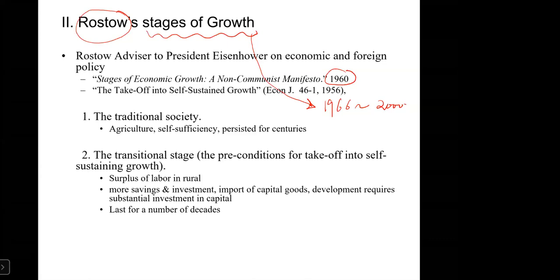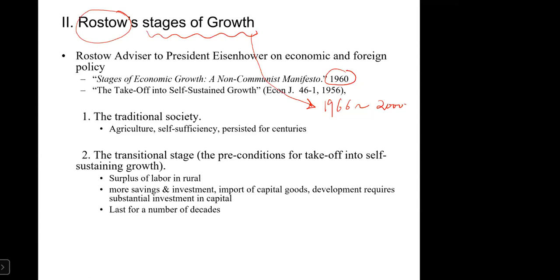This 5-stage model starts with a traditional society, which is characterized by agriculture. The majority work on the farm, and this economy is self-sufficient, with very little international trade because it is agriculture based. This is going to last for a long time, potentially a couple of centuries. So this is the starting point, a traditional society.